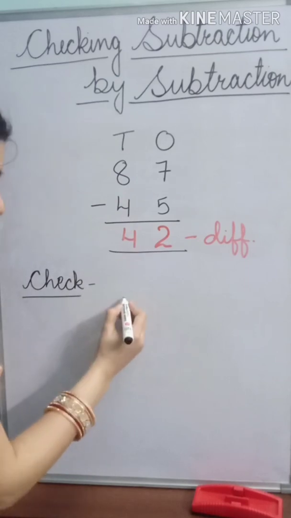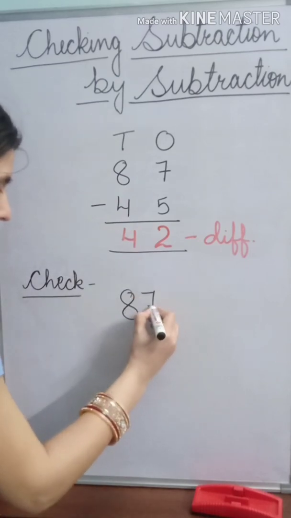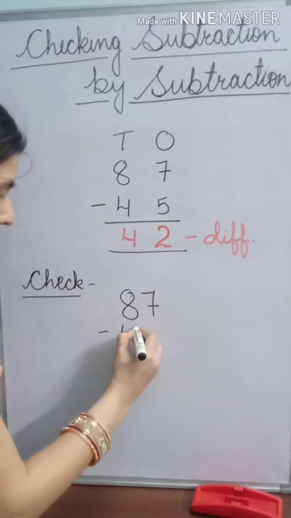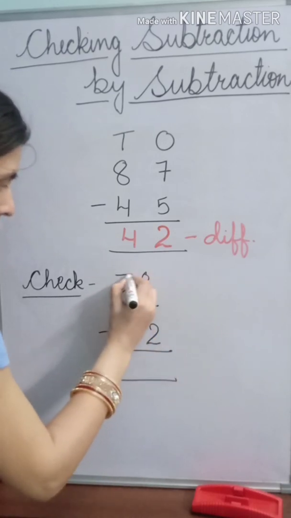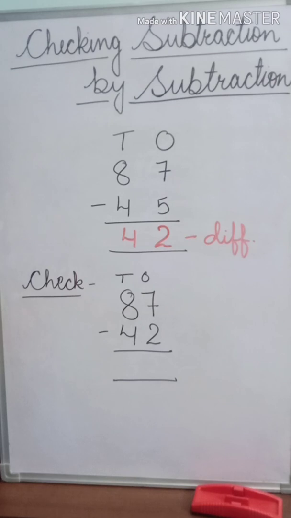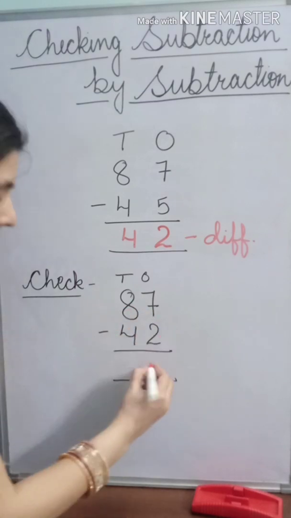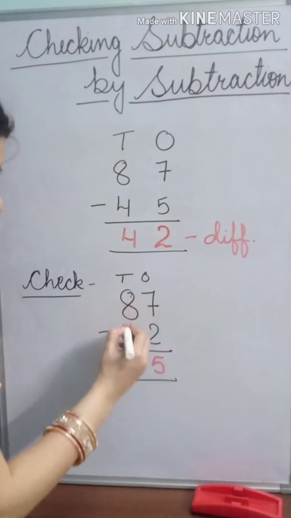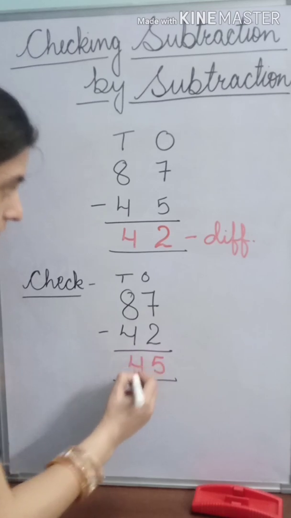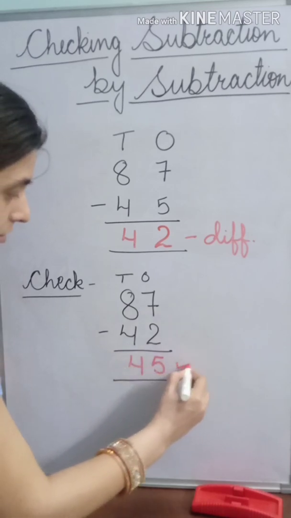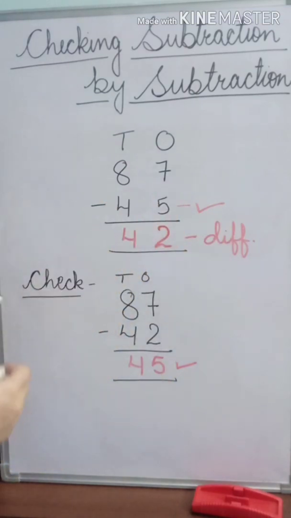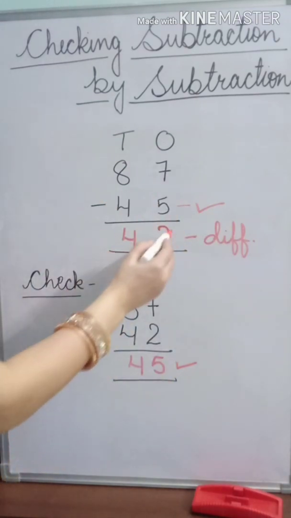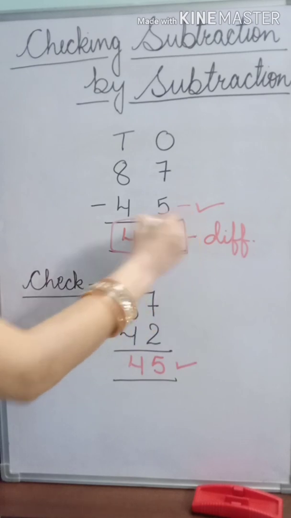So the greater number is 87 minus 42. So 7 minus 2, we will get 5, and 8 minus 4, we will get 4. So our answer is 45, which means the number is correct. It means the difference we have got is correct.